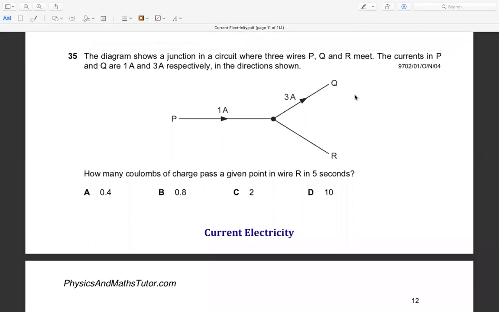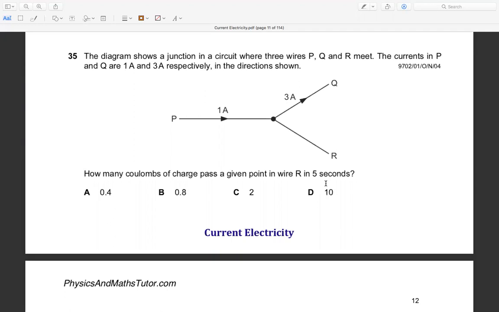35. The diagram shows a junction in a circuit where three wires P, Q, and R meet. The current in P and Q is 1 and 3 amperes respectively, in the direction shown. How many coulombs of charge pass a given point in R in 5 seconds?